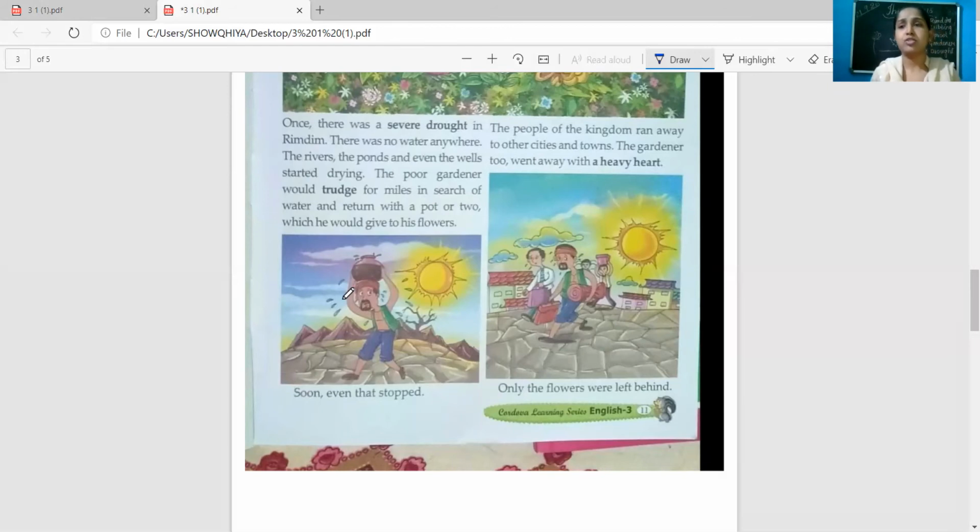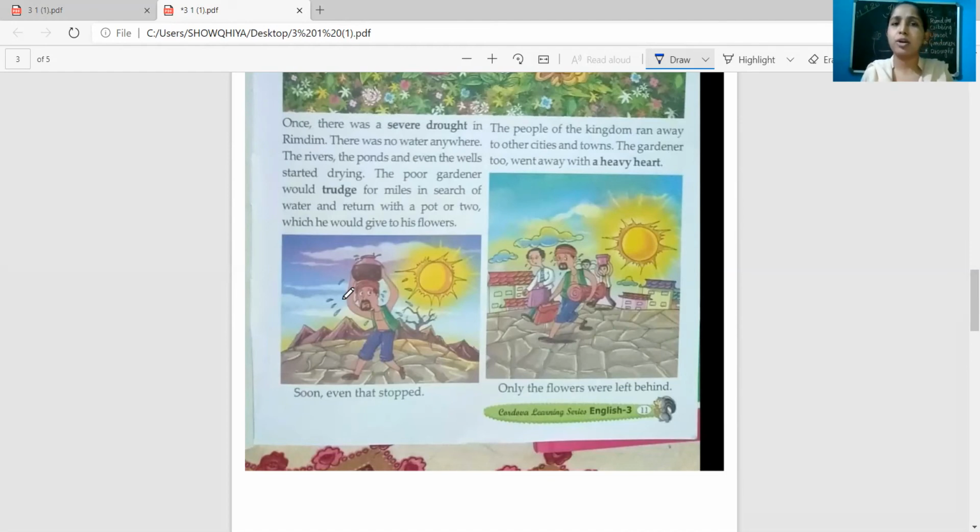What do you mean by drought, children? There will be no water for a very long time. There will be no rain. If the rain is not there, we won't have proper crops. All the wells and ponds will start drying. When they start drying, where will the people get water from? They will get it from nowhere. So people will start moving to a place where they can get water. So there was a severe drought in Rimdim.